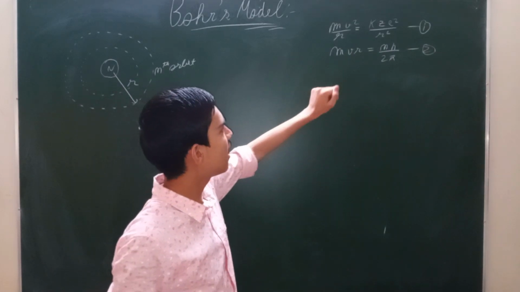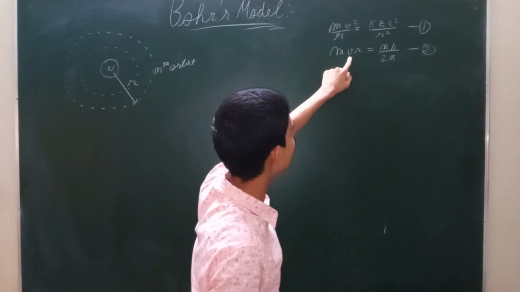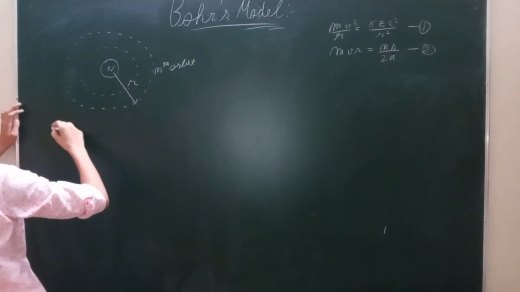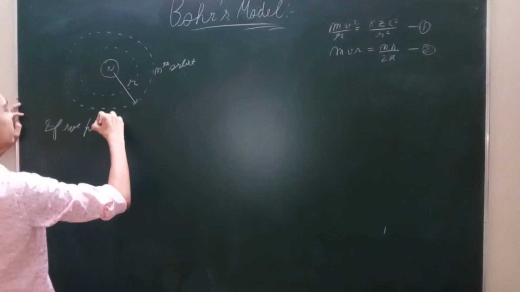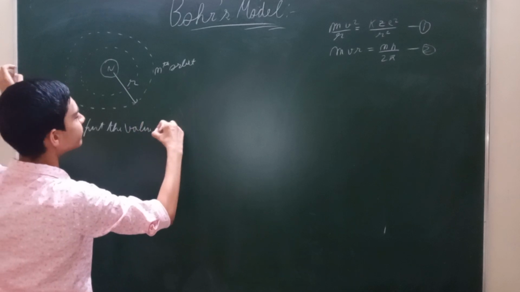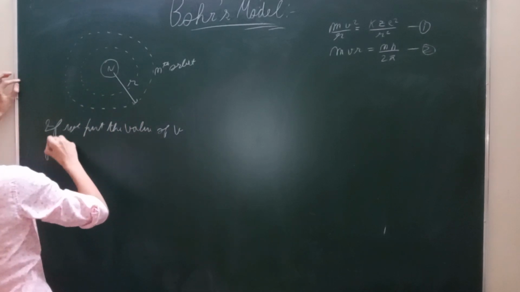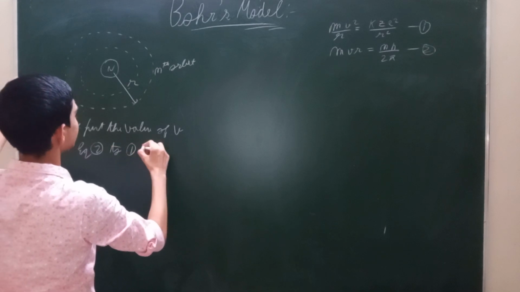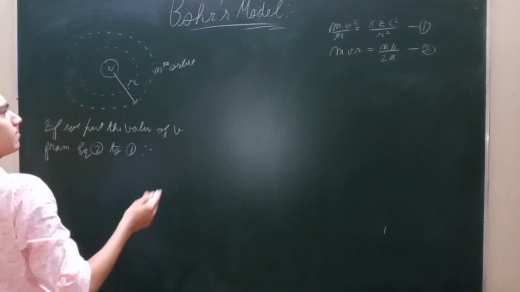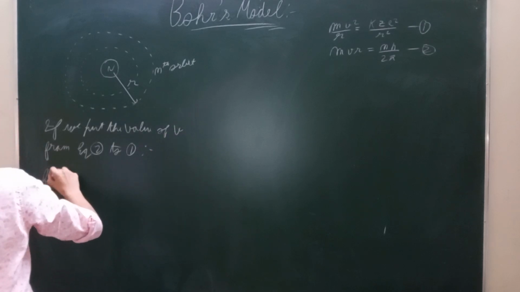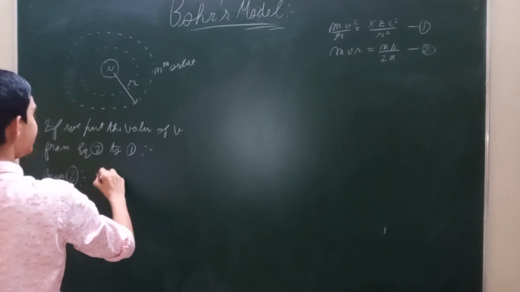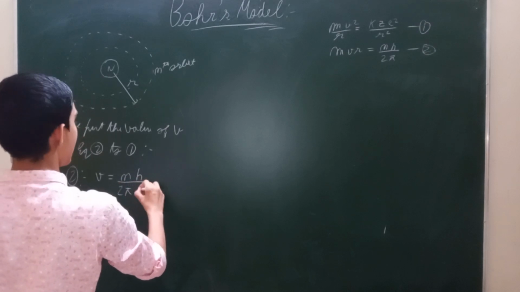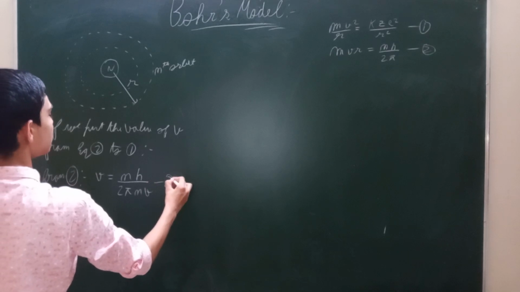Now I say you put the value of v from here to here. So if we put the value of v from equation number 2 to 1, then what will we get? So from equation number 2, v is equal to nh upon 2 pi m. Let it be equation number 3.